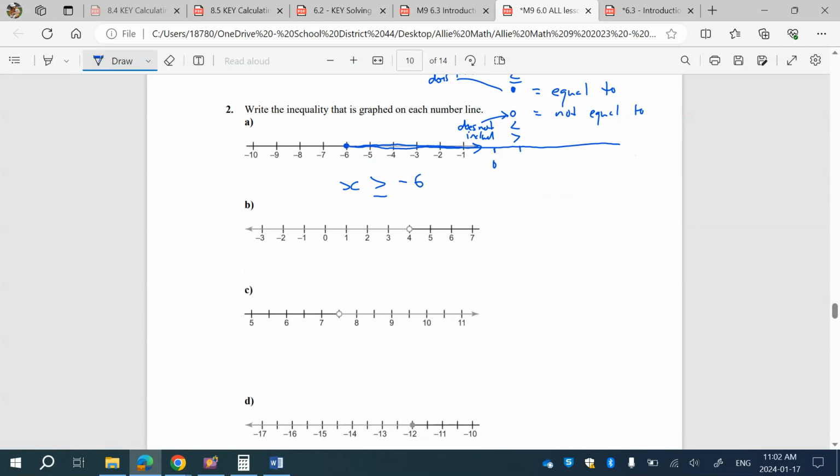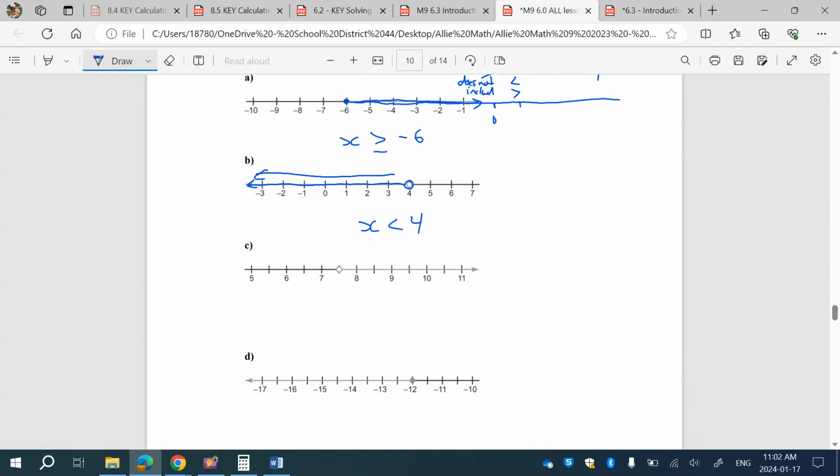Here we have a not filled in dot, and our line appears to be going this way. So now our x's are going to be, looks like less than 4. It's not going to be equal to, the dot is not filled in, so it does not include 4, but it's all of these numbers that are less than that. Okay, let's do the next one.